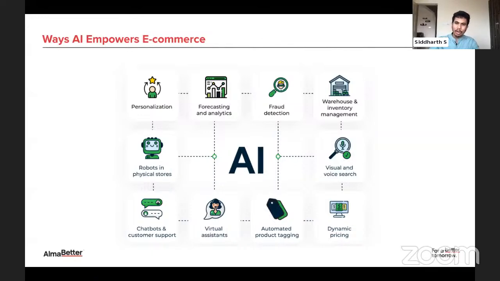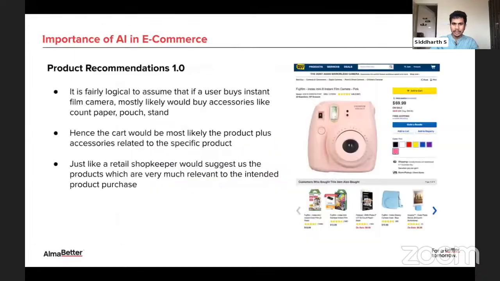There are a lot of things like that, and we will explore each of the areas separately, at least some of them. So this is how AI is used in almost every aspect of e-commerce.